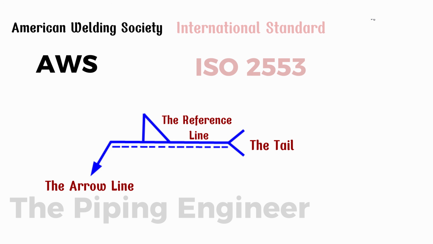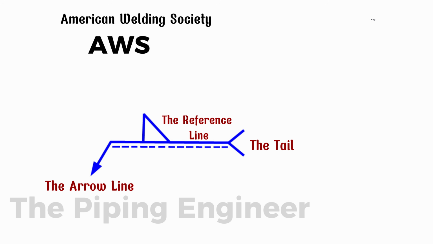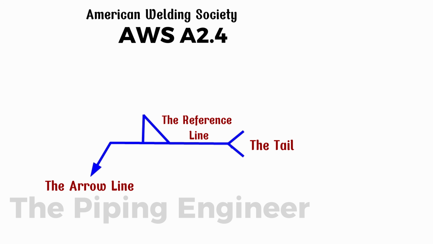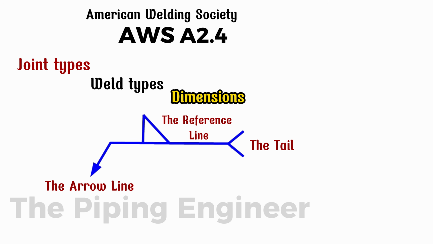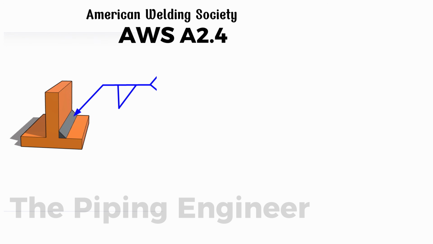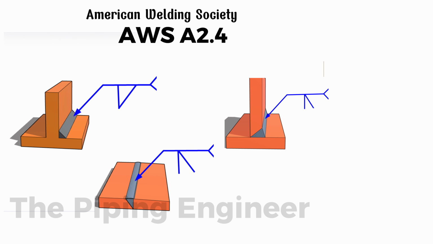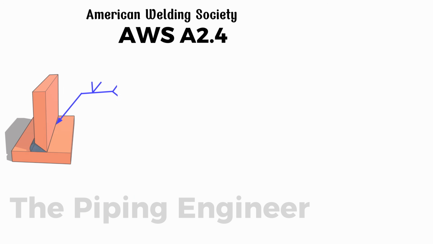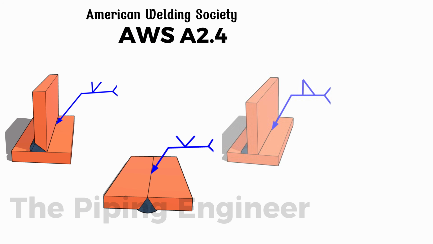Let's start by looking at how to properly read welding symbols under the AWS A2.4 standard. The AWS A2.4 standard defines a system of welding symbols used on technical drawings to specify joint types, weld types, and dimensions. Under AWS A2.4, a symbol placed below the reference line indicates the arrow side, the actual side of the joint the arrow is pointing to. A symbol placed above the reference line indicates the other side, the opposite side of the joint.